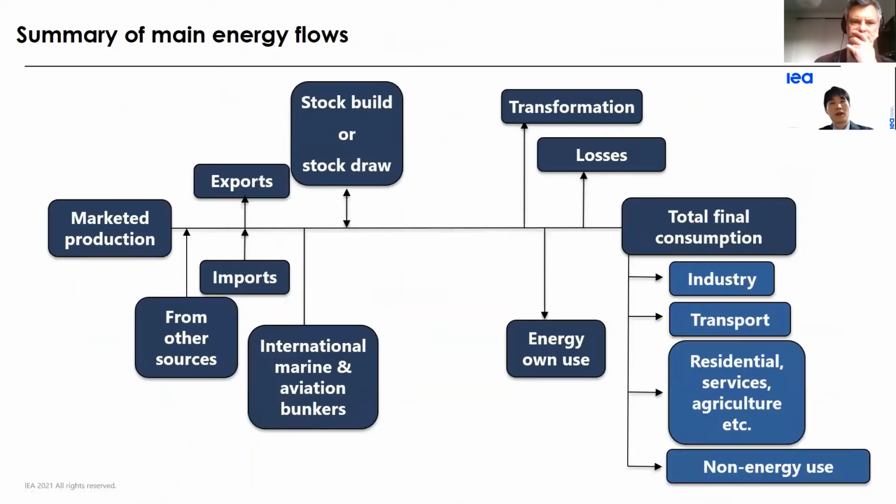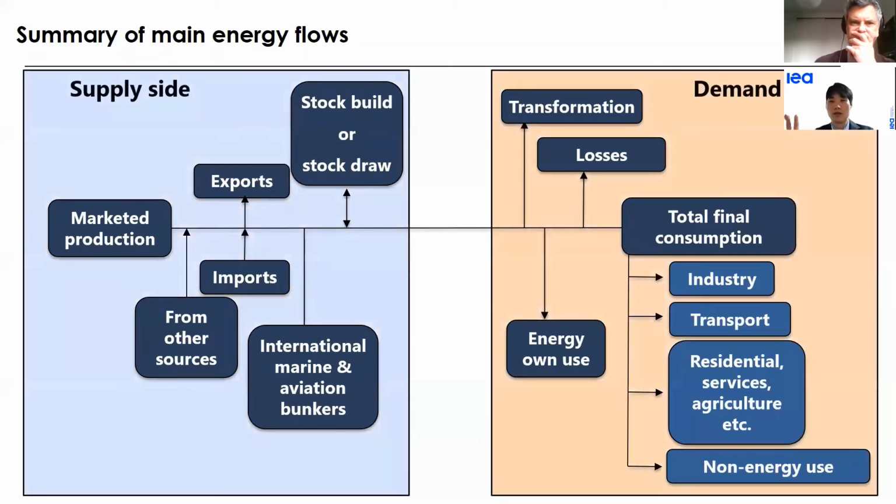This is the summary of the main energy flows. So this is the same concept of the energy balance. If we see the flows from top to bottom before, here we see the flows from left to right. So on your left side, we see the marketed production. I highlighted the marketed here because it is the starting point, the measuring point that we are interested in. And we see the exports and imports, and there are bunkers and stock. And on your right-hand side, we see the demand from transformation to the total final consumption.